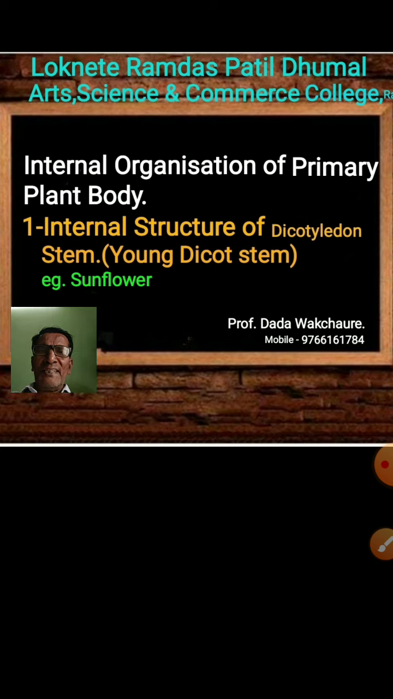Now this study is just like the study you have done in 11th or 12th standard, the study of internal structure of cucurbita stem, where you have observed bicollateral type of vascular bundles. The cucurbita is also a dicot, but here we are going to visualize the typical example of a dicot, the sunflower.